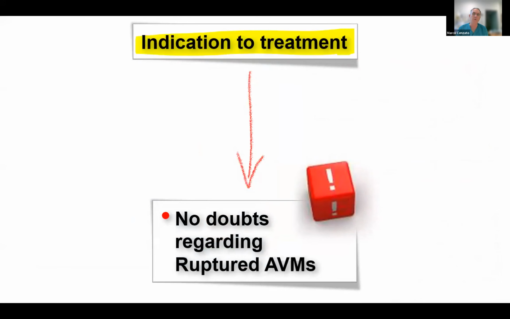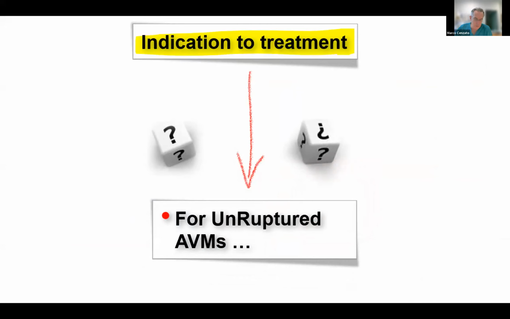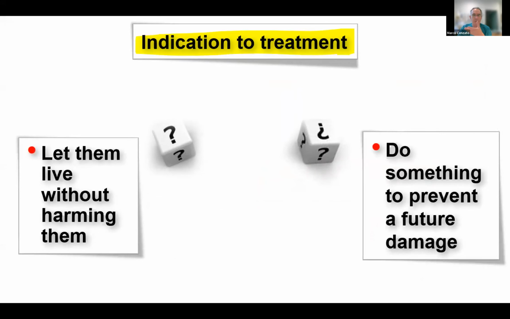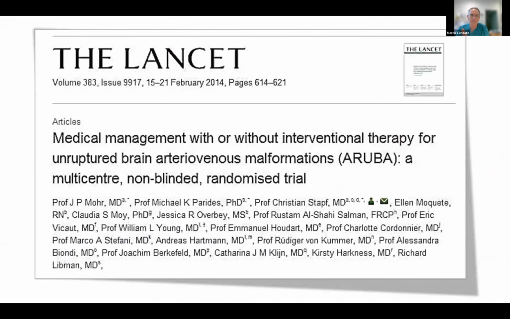From a surgical point of view, there is no doubt that a ruptured AVM has to be treated, but as we all discussed and we all know, the indication for treatment of unruptured AVM balances between two different ways of thinking: let them live without harming them, or do something to prevent the future damage due to the rupture of the AVM. Of course, the ARUBA trial was a disaster.